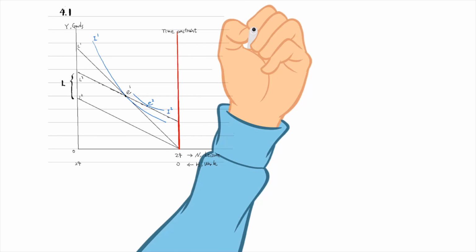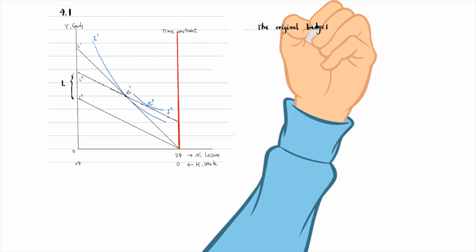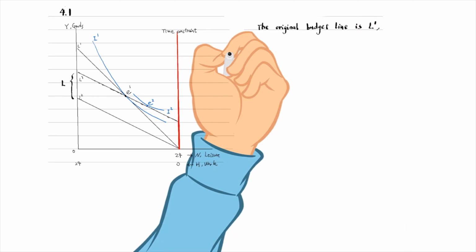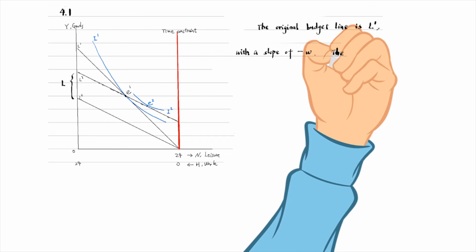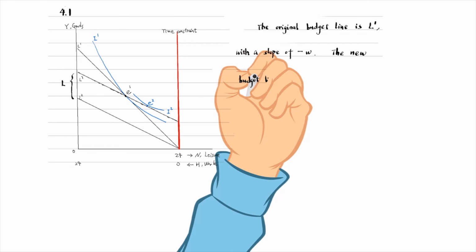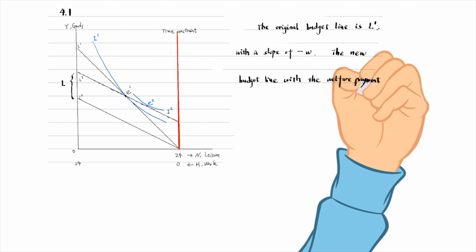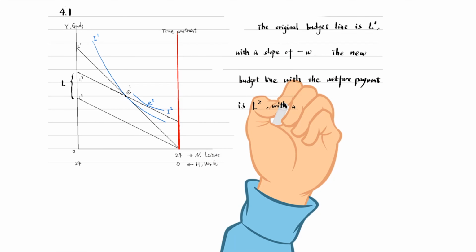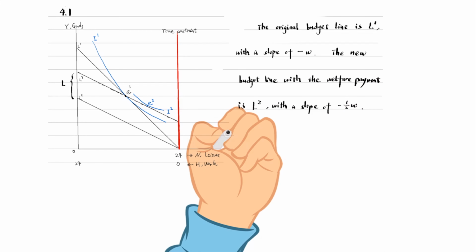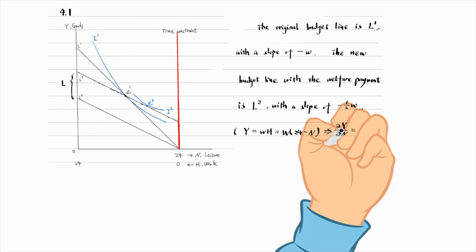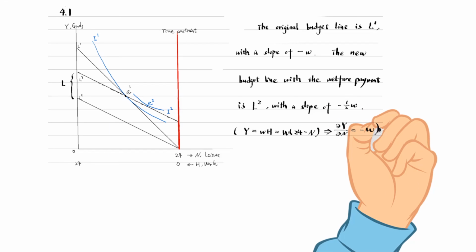We use the indifference curve budget constraint diagram for leisure and labor to illustrate the consumer's choices before and after the welfare payment. The original budget line is L1 with a slope of minus W. W is the wage rate. The new budget line with the welfare payment is L2 with a slope of minus W over 2. It becomes flatter because the effective wage becomes half.